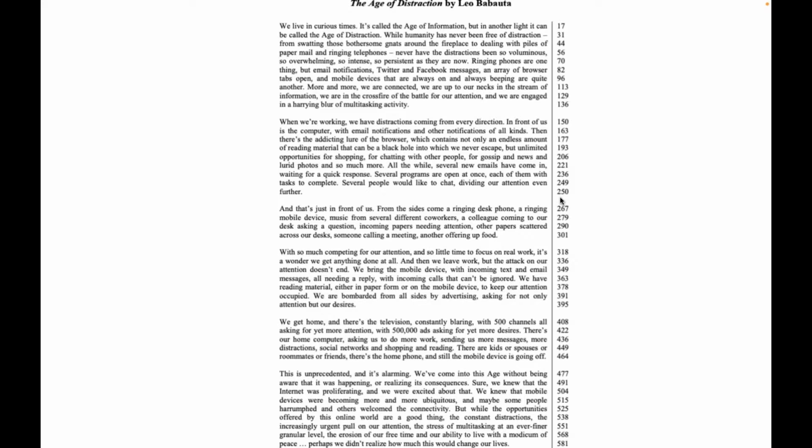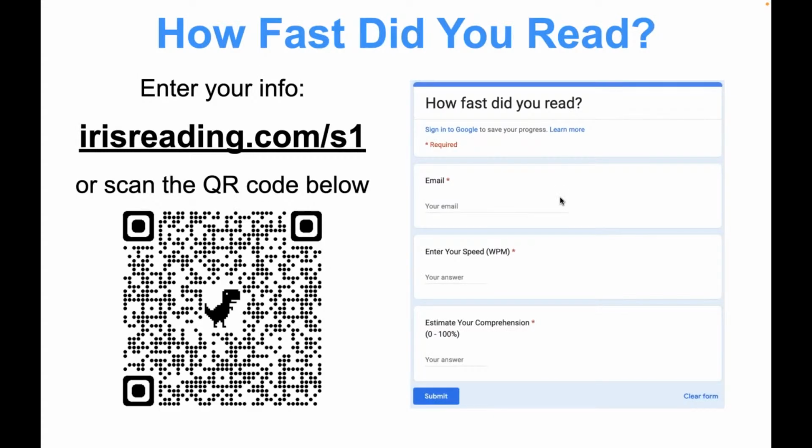I'll show you the average in a little bit, but first, if you could do me a huge favor, enter your speed through this quick little survey. If you go to irisreading.com/S1, this link right here, or if you scan the QR code, it'll take you to a quick little Google form where you can enter your speed. And also you see this estimate your comprehension. This is just kind of a guesstimate, very subjective. I'm asking you, while you were reading for that quick minute, was your comprehension decent? Was it poor? How was it?